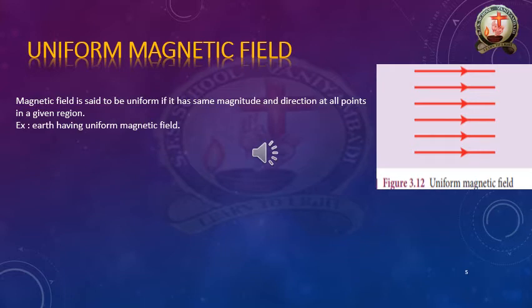So in a given region, at any point, the magnitude and direction of the magnetic field are both the same. I would like to give an example for you. Please see the diagram here, the figure. In that figure there are six lines.